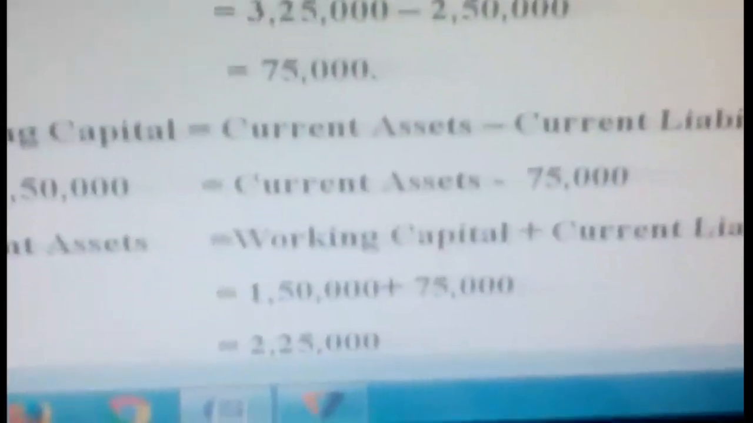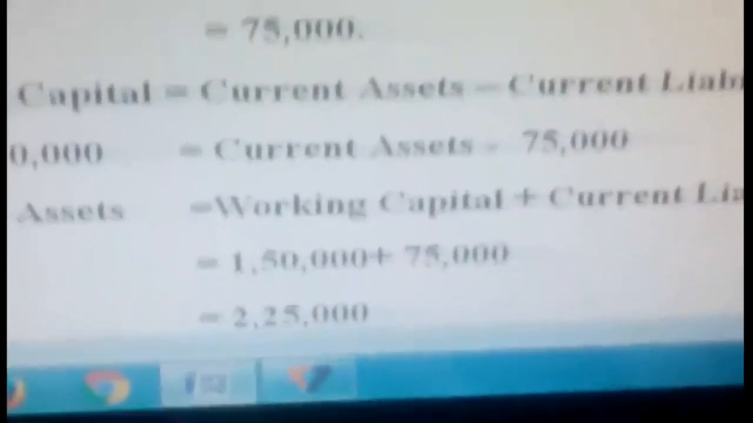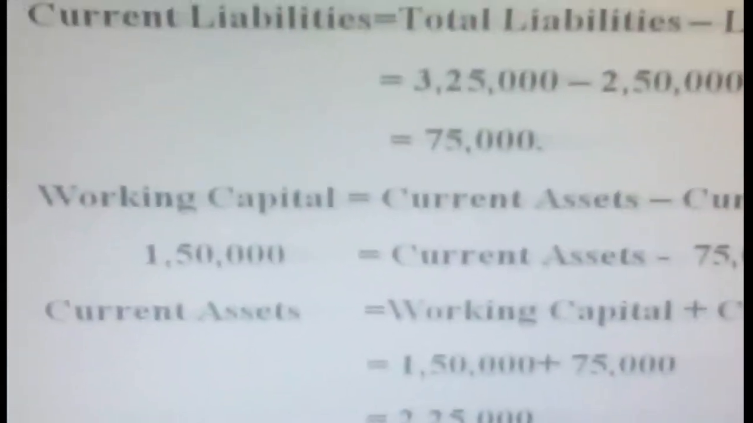So minus becomes plus; current liabilities minus becomes plus. Suppose working capital is coming from our left hand side to right hand side, it becomes plus. That is the mathematical calculation. So 1,50,000 working capital plus 75,000. Now the answer is 2,25,000. Okay, that's this problem, the third example. Now you understood very easily. Okay, then our next example.